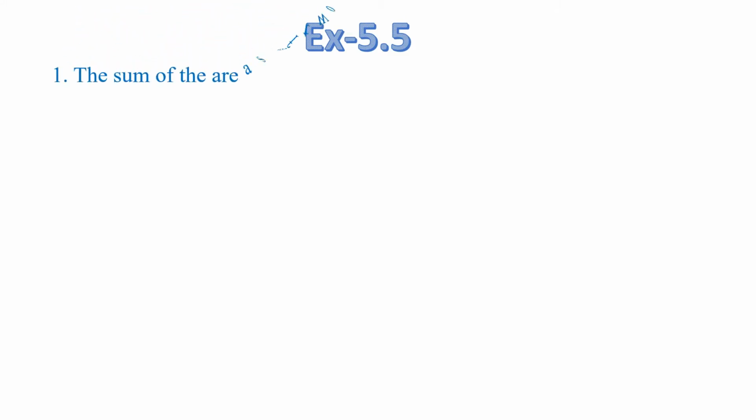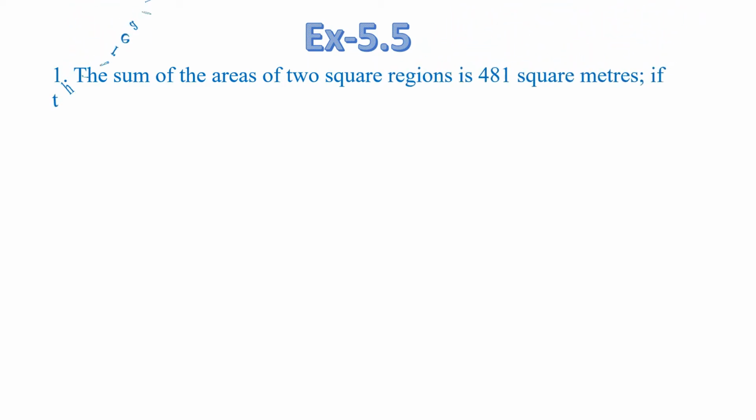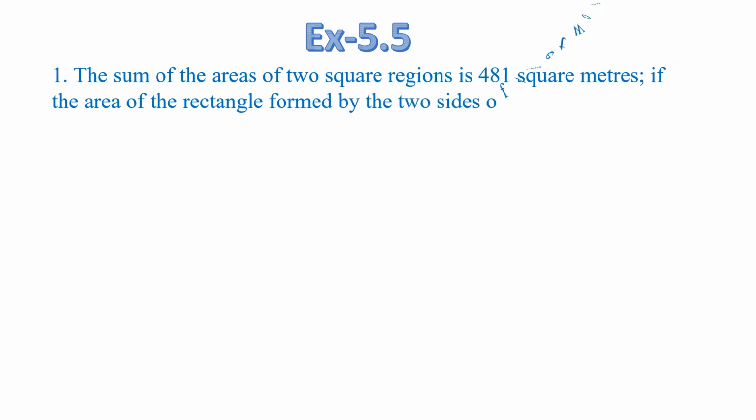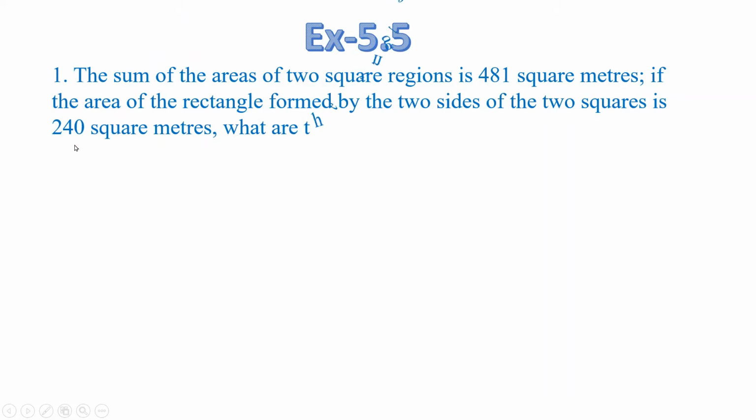Problem 1. The sum of the areas of two square regions is 481 square meters. If the area of the rectangle formed by the two sides of the two squares is 240 square meters, what are the lengths of a side of each of the squares?